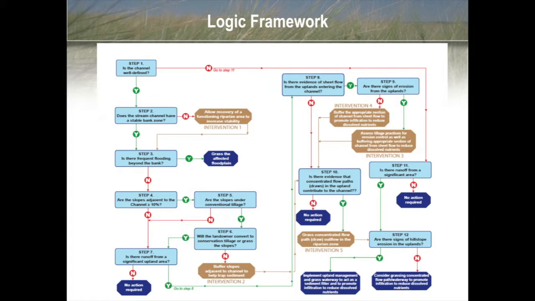But the key here is that the light brown boxes are the interventions, and they're usually related to practices that you would do in the upland, not in the riparian area, but not necessarily. Some deal with stream bank conditions. And then if you get to one of those interventions, you keep going through the key till you come to a dark blue box, and the dark blue boxes are the endpoints. So once you reach one of those, you're basically done.